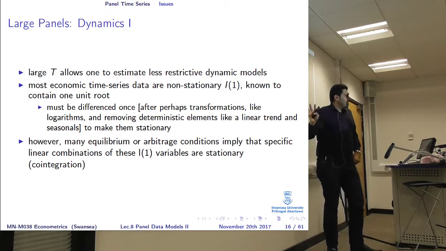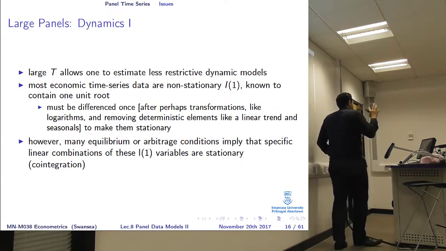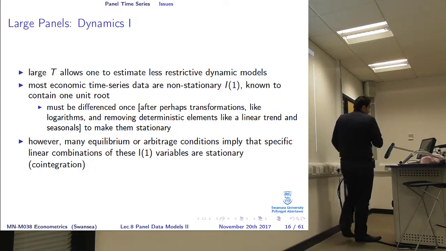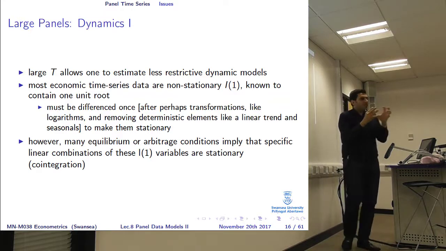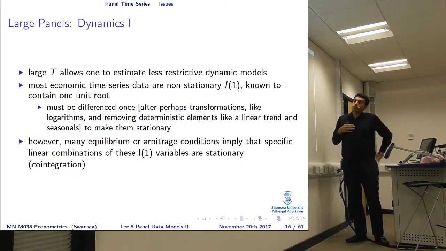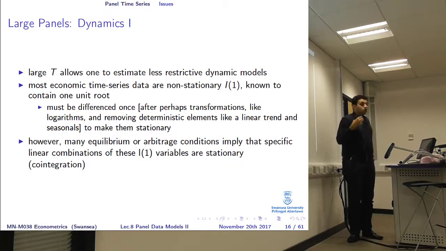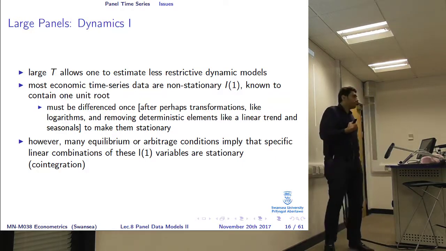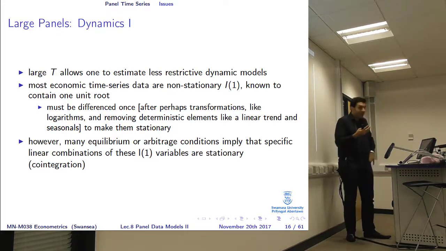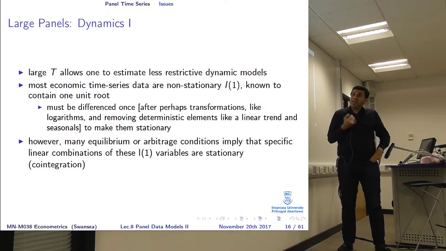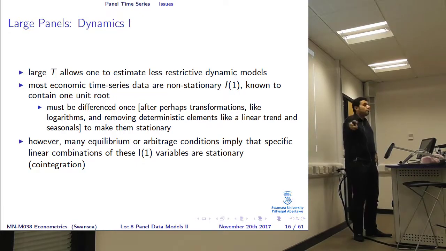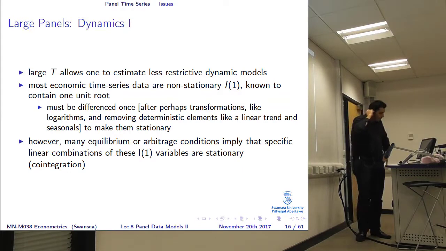We're not going to cover it in detail today, but as I said, we'll cover the dynamics more. We'll look at panel unit root tests and panel cointegration tests. So looking at the dynamics, when T is large enough, you should be concerned about the issues that face us with time series. When T is large enough, it allows us to estimate the least restrictive dynamic model, where we can add more lags on the right hand side. We can have a dynamic model with lags of the dependent variable and probably of the independent variable as well.